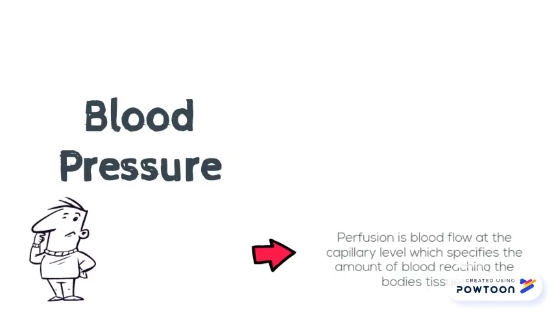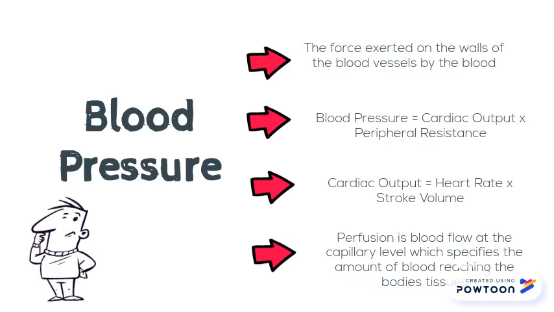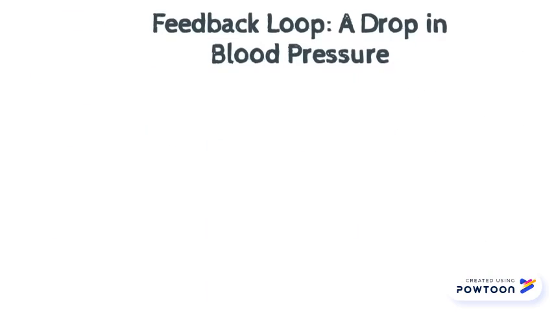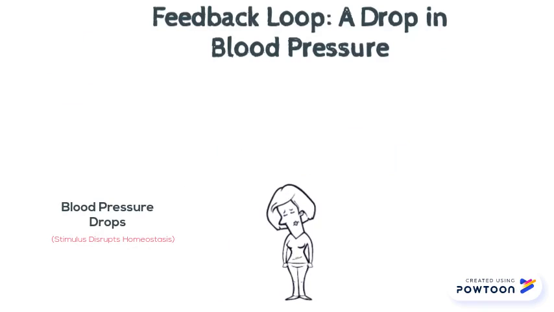Blood pressure is a controlled condition that is essential to many vital bodily functions. Blood pressure is the force exerted by the blood on the walls of the blood vessels. It is determined by 2 factors: cardiac output, which is the amount of blood pumped from the left ventricle per minute, and peripheral resistance, which is the vascular resistance to the flow of blood by the blood vessel. A stimulus such as dehydration results in a drop in blood pressure, which decreases the controlled condition, disrupting homeostasis.